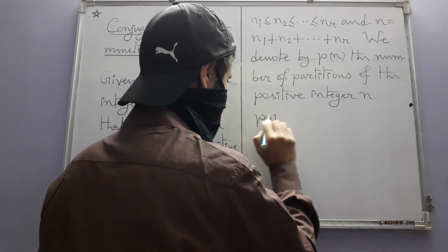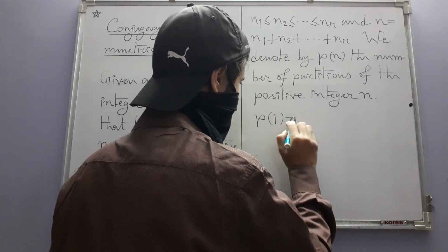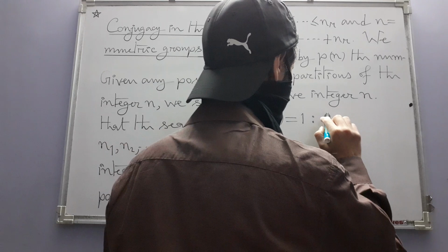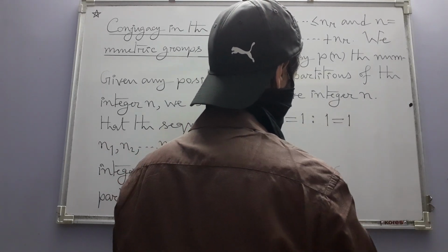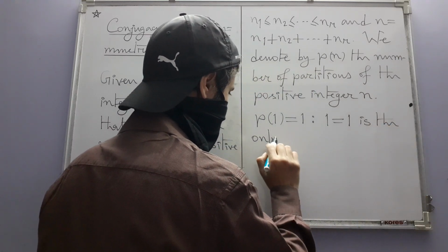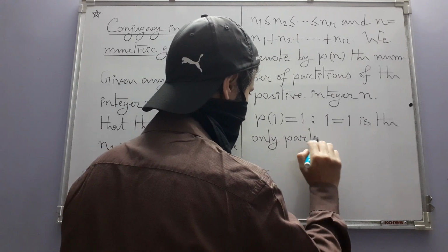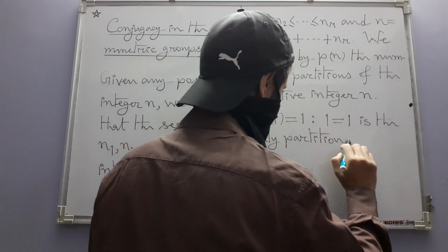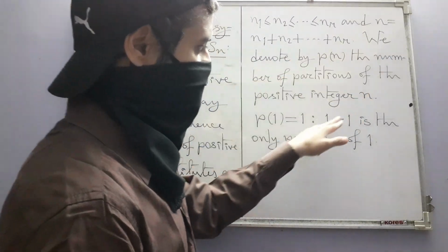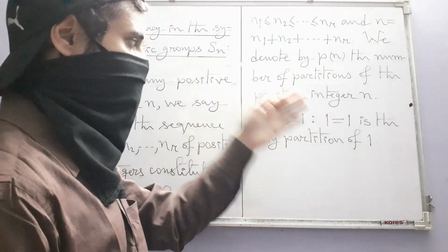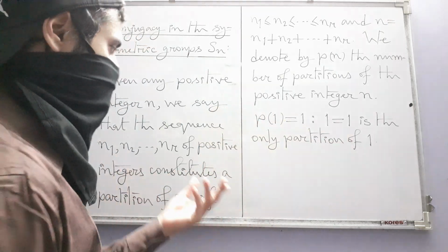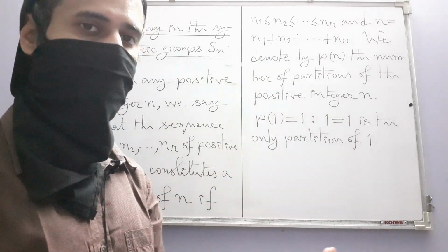P of 1, for example. So 1 is the smallest value that n can take. This is equal to 1. Why? Because 1 equal to 1 is the only partition of 1. Here the given positive integer is 1 and the sequence has only one term, which is itself 1.